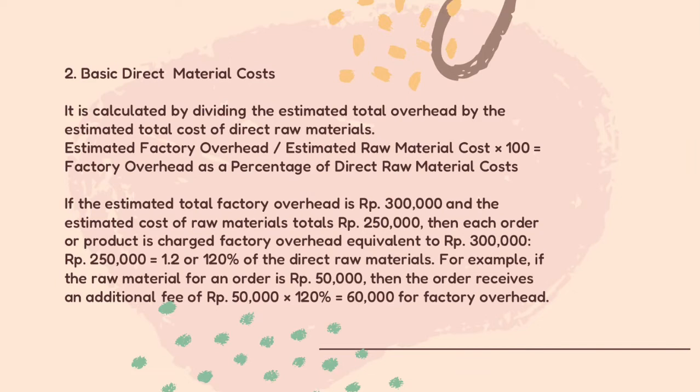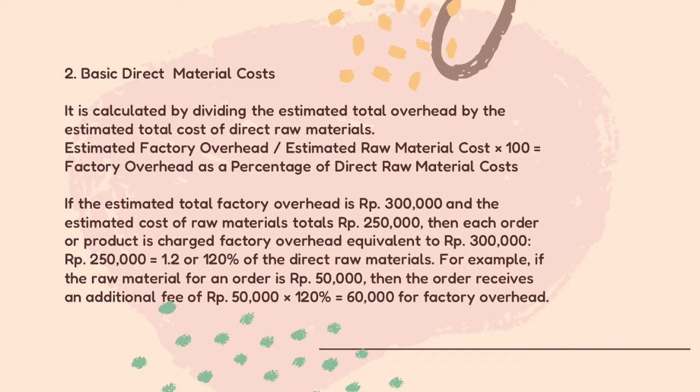The next material will be presented by Fadli. To Fadli, time is yours. Number 2. Basic direct material cost. It is calculated by dividing the estimated total overhead by the estimated total cost of direct raw materials. Estimated factory overhead divided by estimated raw material cost times 100 equals factory overhead as a percentage of direct raw material cost.